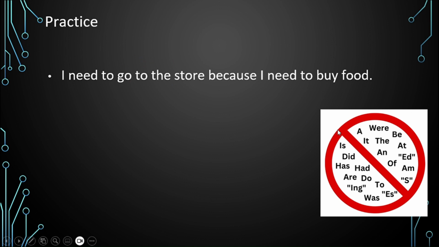Some practice. If you want to pause and try and do this, go for it. I need to go to the store because I need to buy food. Well, let's break it apart at the word because.